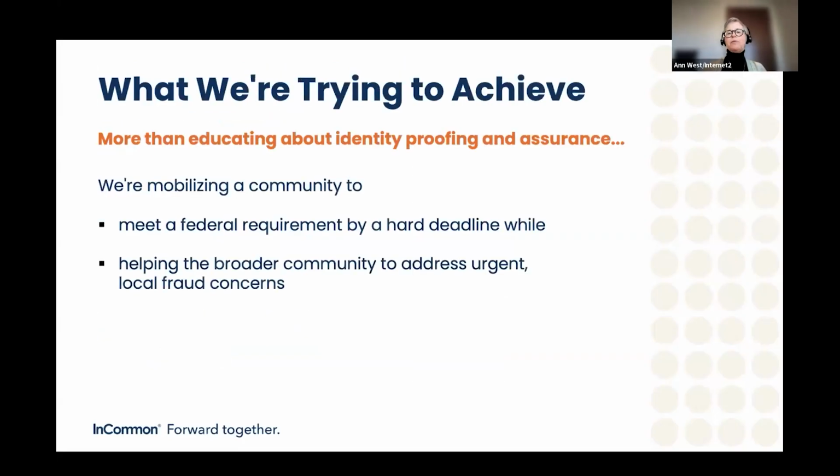So in the end, from InCommon, Internet2, and I think NIH, we're trying to mobilize a community to address this need that a key federal agency has by hard deadline, but also help build out this identity proofing capability and help organizations start thinking about what their needs are and how to do this more systematically to be able to address their security needs.